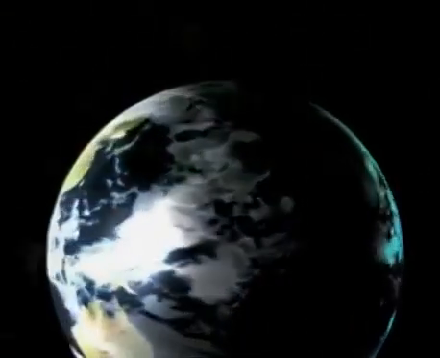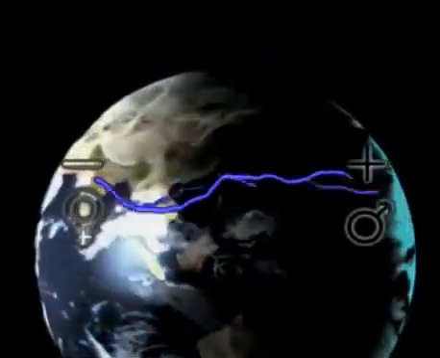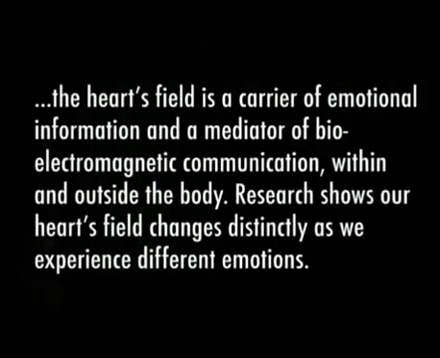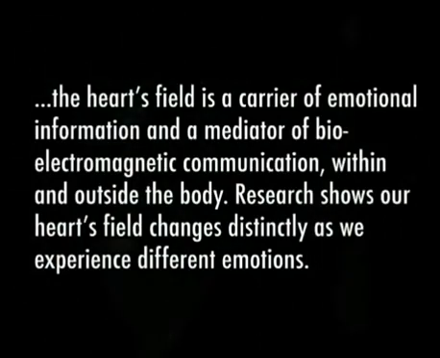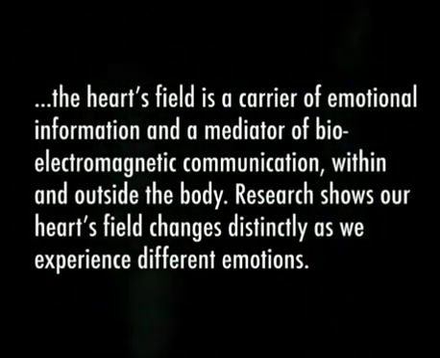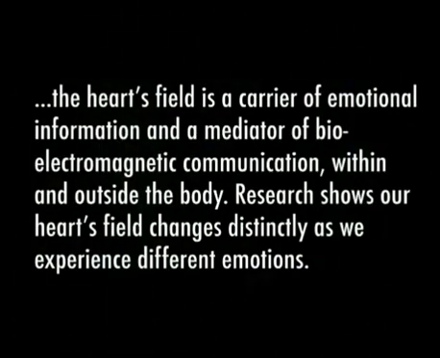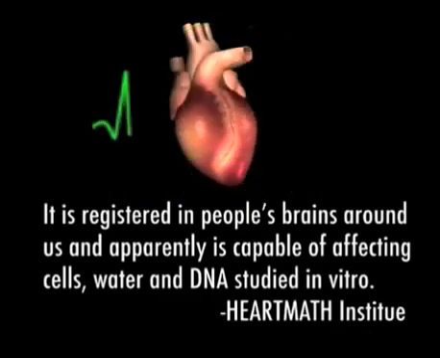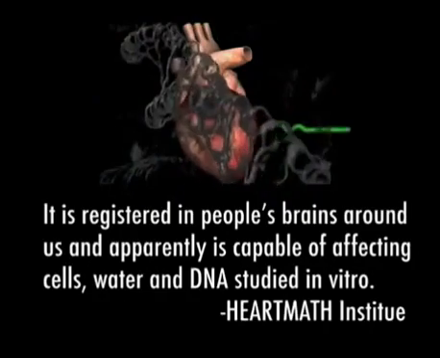The behavior of electromagnetism is evident throughout the world as dualism. All matter contains a negative and positive charge, which means organisms are built upon this foundation. The natural homeostasis of any organism is a balance of both polarities. Furthermore, research on emotional energetics shows that the heart's field is a carrier of emotional information and a mediator of bioelectromagnetic communication within and outside the body. Research shows our heart's field changes distinctly as we experience different emotions. It is registered in people's brains around us and apparently is capable of affecting cells, water, and DNA studied in vitro.